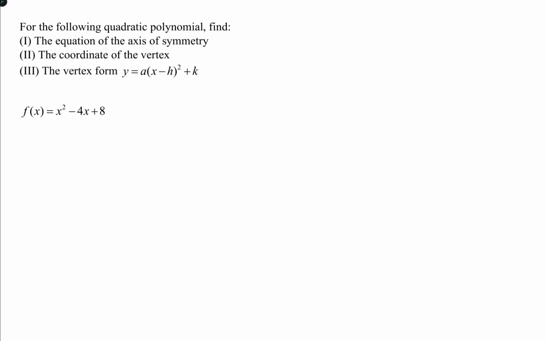For the following quadratic polynomial, find 1. The equation of the axis of symmetry, 2. The coordinate of the vertex, 3. The vertex form y equals a times x minus h squared plus k.